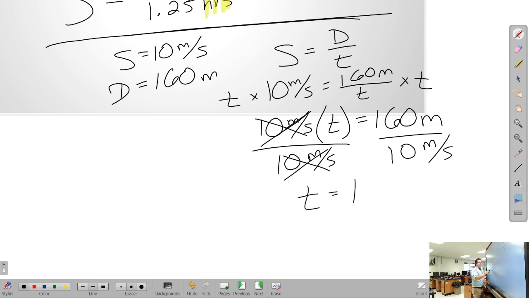160 divided by 10, well, that's 16. But why am I left with the unit of seconds? We got meters on top, we got meters on bottom. And then somebody might go, well, seconds is on bottom. Well, that's 1 over s, which is just s. Follow me there? So when you're doing these problems, keep track of your units, and your units will cancel if you did the algebra right.